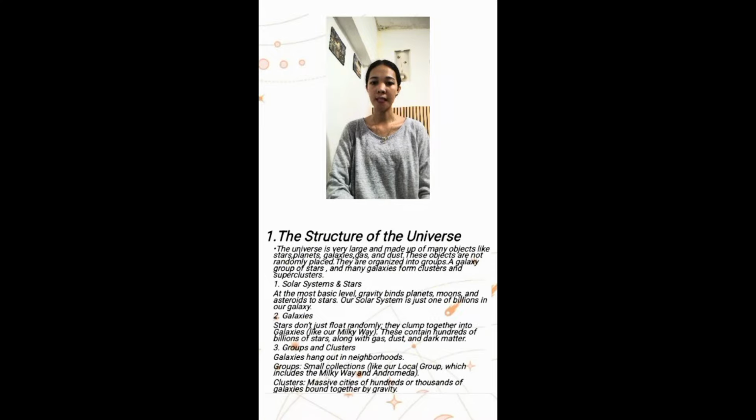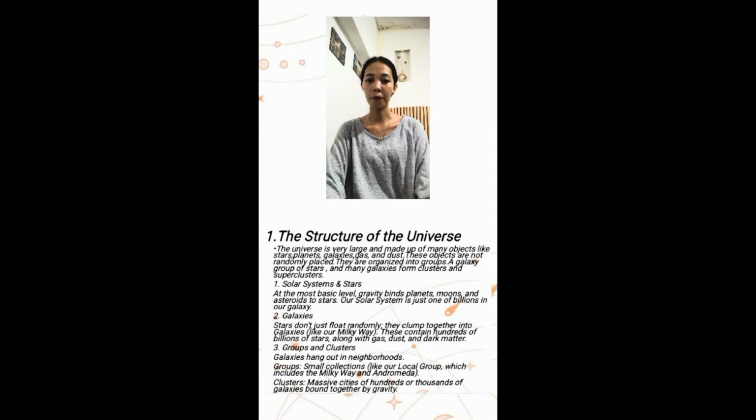First is the solar system and stars. At the most basic level, gravity binds planets, moons, and asteroids to the stars. Our solar system is just one of billions in our galaxy. Number two is the galaxy. Stars do not float randomly, they clump together into galaxies like our Milky Way. This contains hundreds of billions of stars along with gas, dust, and dark matter.